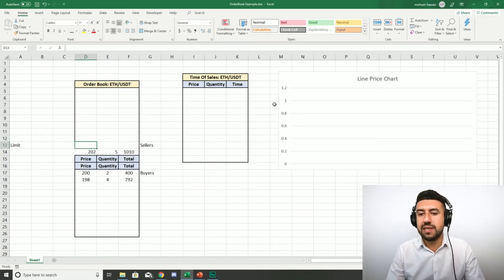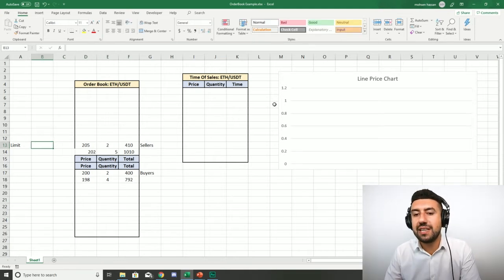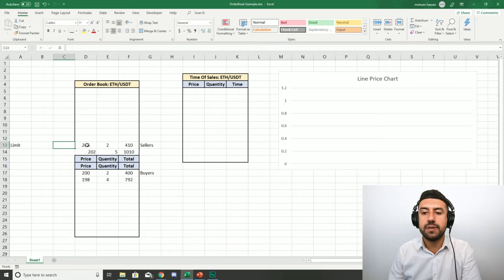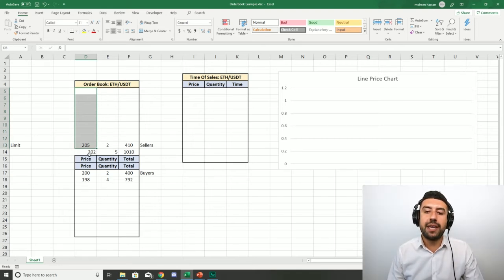Let's send some more orders. Let's say somebody else wants to sell 2 Ethereums at 205. Now let's say somebody comes in and wants to sell some at $201. What's going to happen? Well, $201 means that these guys are going to be pushed up, because sellers are ordered from highest to lowest. So it's the inverse of buyers. Again, because if somebody wants to buy, he'll prefer buying from somebody who's selling at a low price than somebody who's selling at a high price. So they're ordered from low to high, and here from high to low.